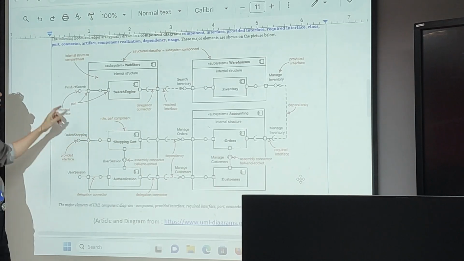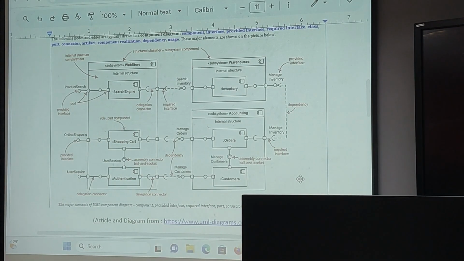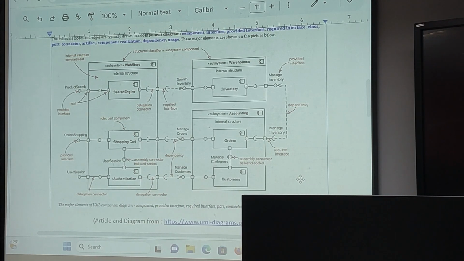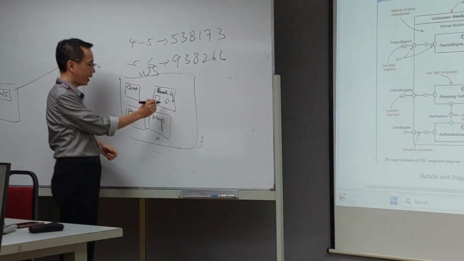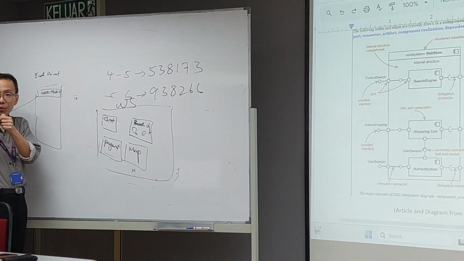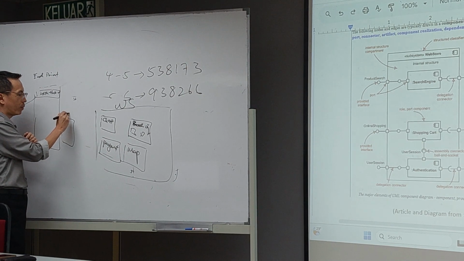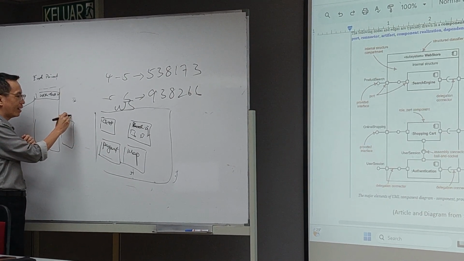So in this case, let's say, component-based check booking. Payment, let's say I use my handphone. Mobile. This is my mobile.